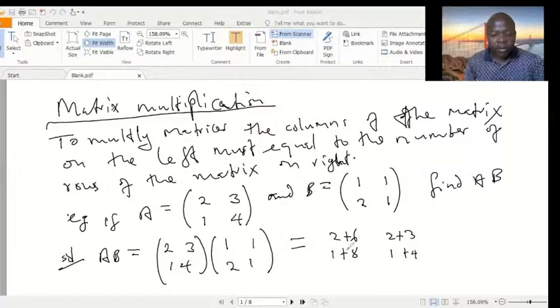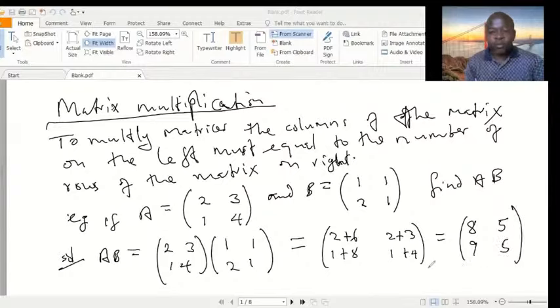So we multiply and add the results. And what does this give us? The first element there is 8. The second element there is 5. This other element is 9. And this one is 5.